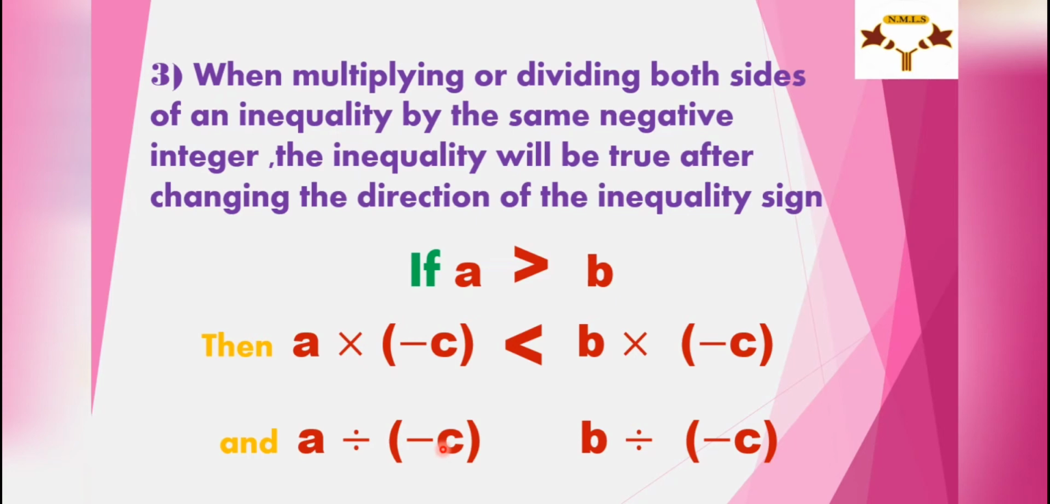And the same here, a divided by negative c and b divided by negative c, the sign will also change its direction. So a greater than b: if multiplied by a negative integer, or divided by a negative integer, you must change the direction of the sign.